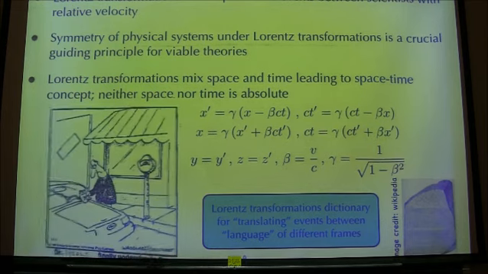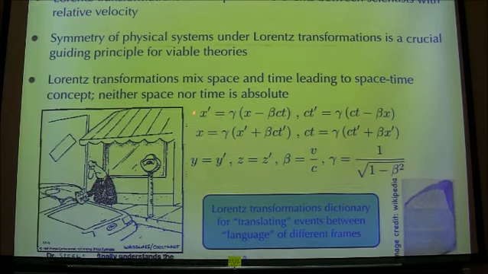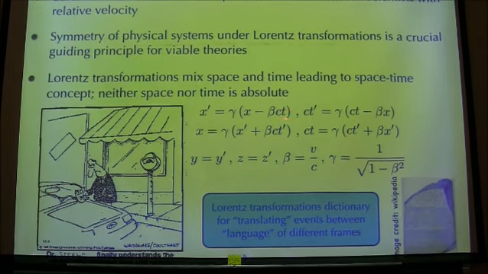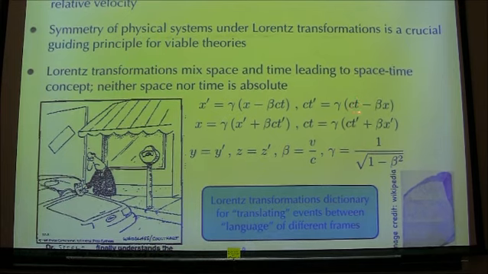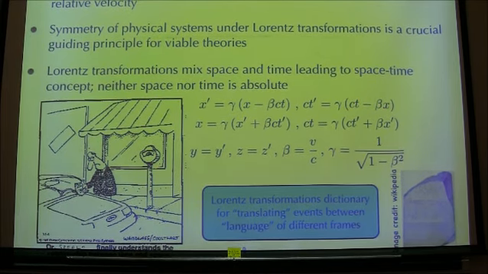And the interesting thing about these Lorentz transformations, notice that x, a space coordinate, gets mixed up partly as space and partly as time, and time gets partly mixed up as time and space. So it leads to the concept of space-time.